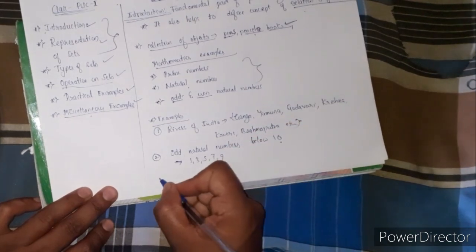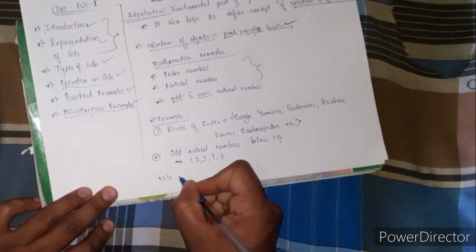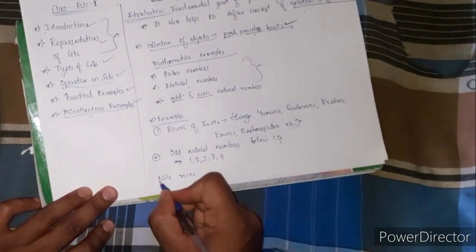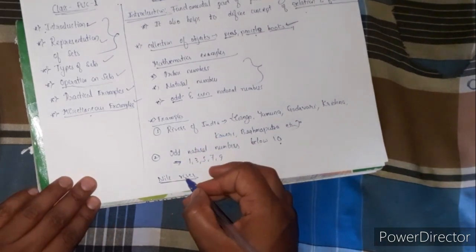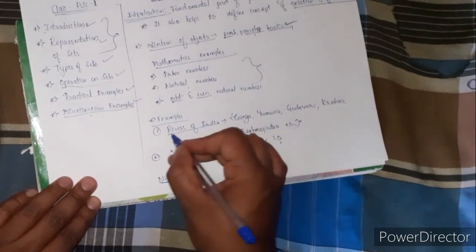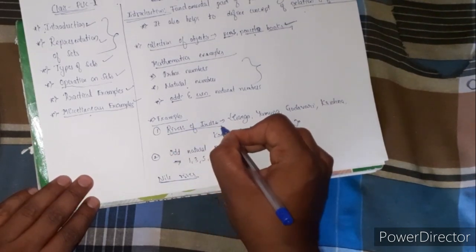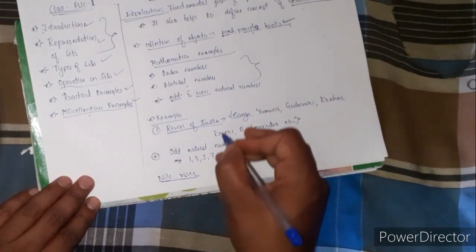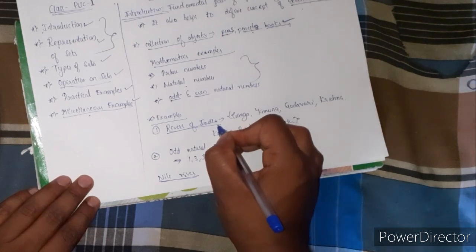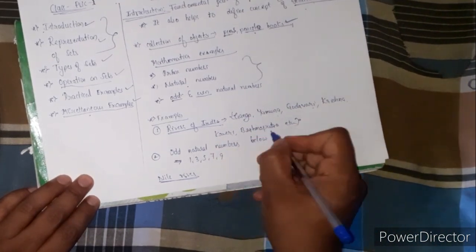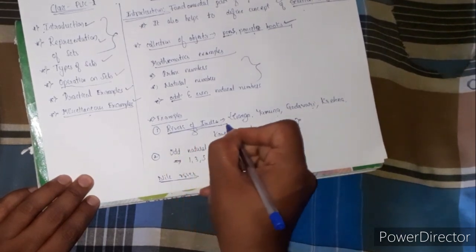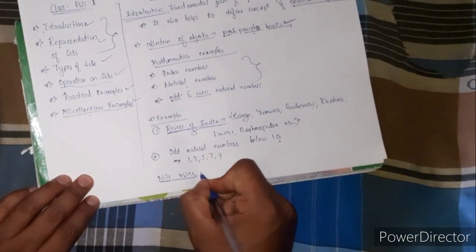If I say the Nile river, does it belong to the collection of rivers of India? No, the Nile river is not part of the collection of rivers of India. Only Ganga, Yamuna, Godavari, Krishna, Kaveri and Brahmaputra are rivers of India; the Nile is not a river of India.